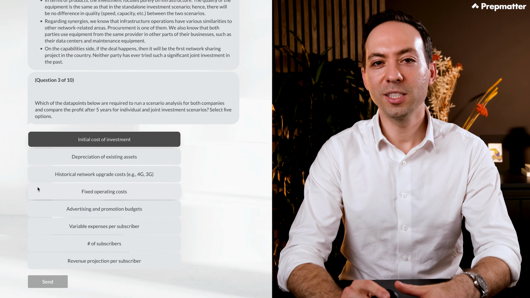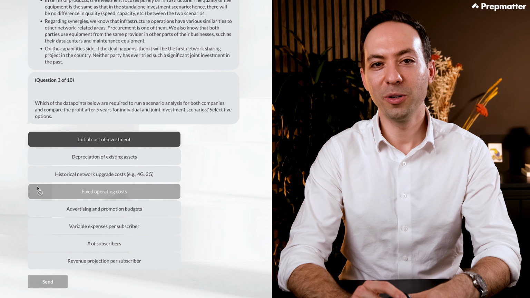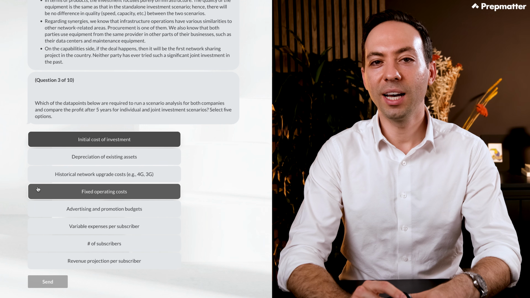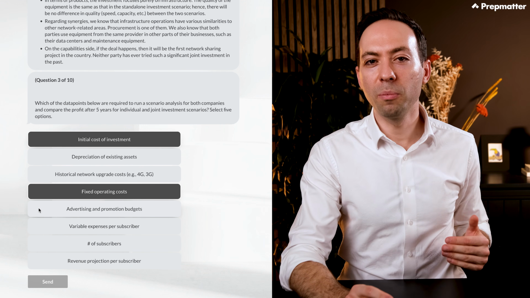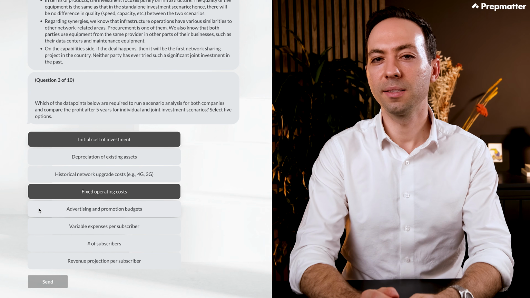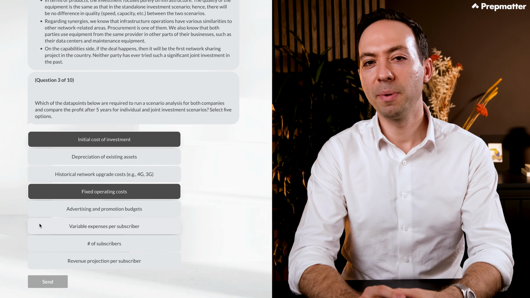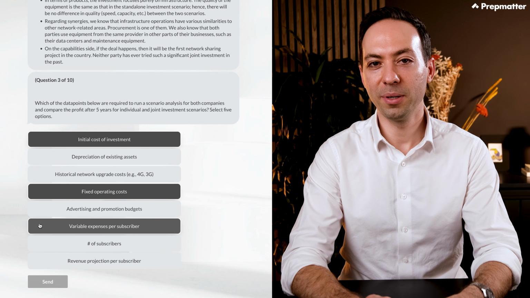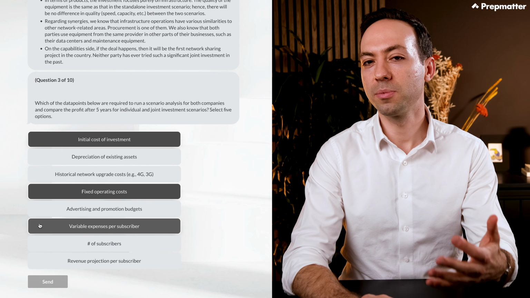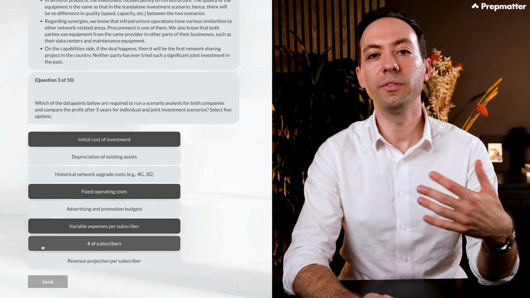Next, fixed operating costs. Yes, it will be relevant. Advertising and promotion budgets. Since this partnership is on the backend operations, I'm not selecting this. Variable expenses per subscriber. Absolutely, we need to know the variable expenses per subscriber. And knowing the number of subscribers will help us quantify the total variable costs.